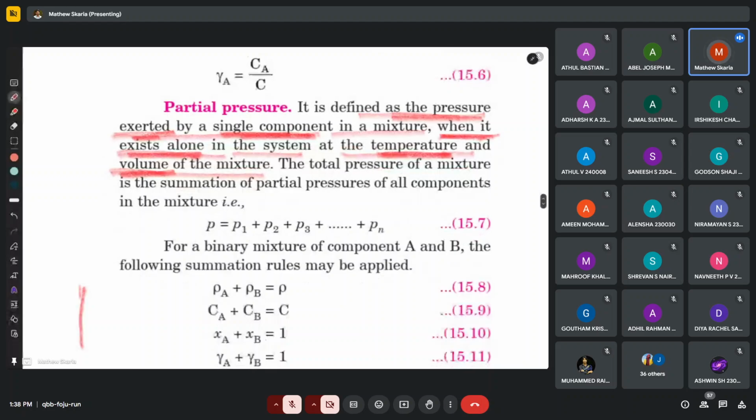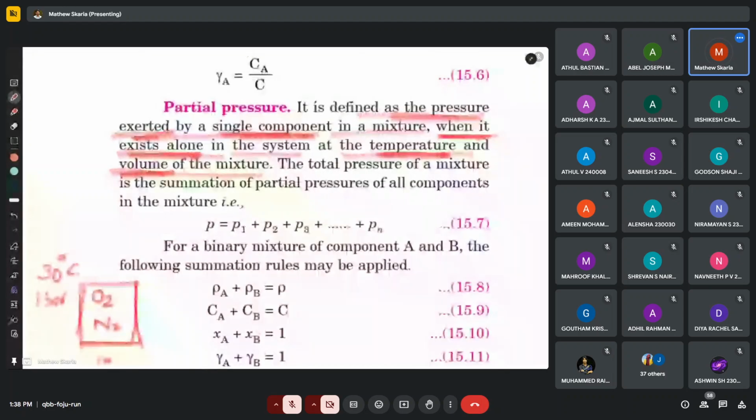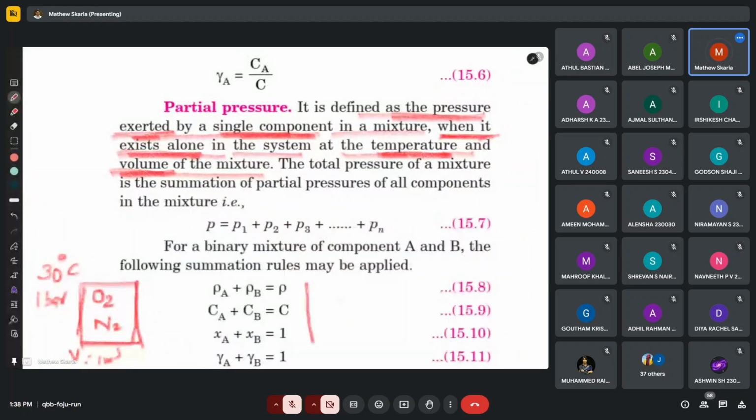So we have a mixture. I am taking a container having two gases, oxygen and nitrogen. This is kept at, say, 30 degrees centigrade and 1 bar pressure. Let the volume be 1 meter cube. Now I take another container of 1 meter cube, also kept at 30 degrees centigrade and 1 bar pressure. Both containers are at the same conditions: 30 degrees, 1 bar and 1 meter cube.